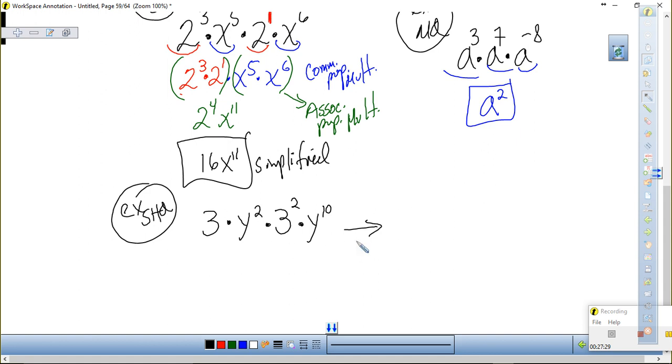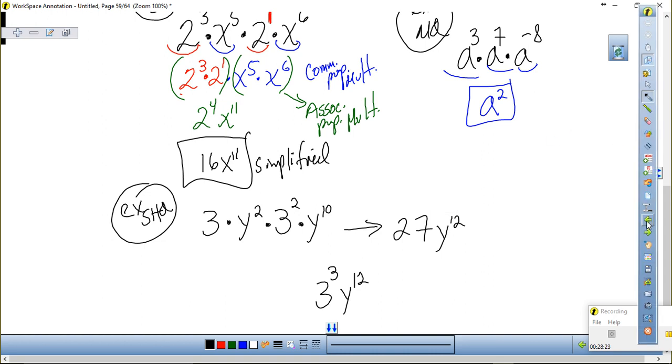Who haven't we called on in a while? Jerry, what'd you get for Shazam Q? Maria, help him out. Hands if you got 27y to the 12th. That is correct. Some of you left it as 3 to the 3rd, y to the 12th, but like I said, try and multiply it out. Yes?